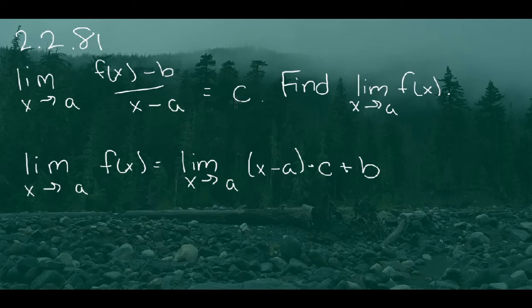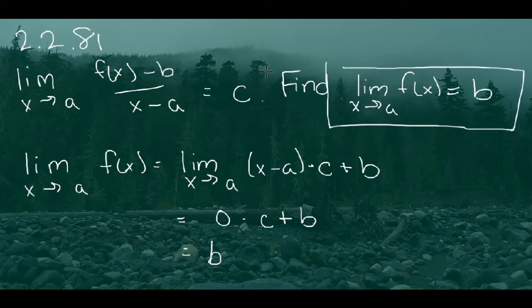Well, what happens? If I plug in x - a over here on the right, this x - a term is going to go to 0. So I have 0 times a constant c plus b. Now 0 times any constant is 0, so that's 0, and then I'm left with b, right? So this limit up here is just going to be equal to b. So that's how you would do this problem in general, which is essentially how you would generalize this problem to whatever problem you're given for problem 2.2.81.